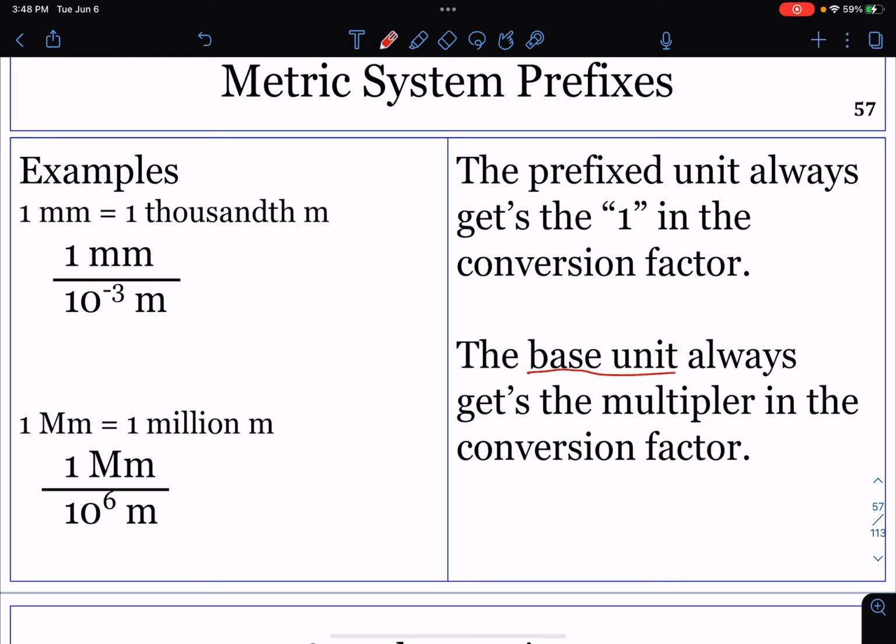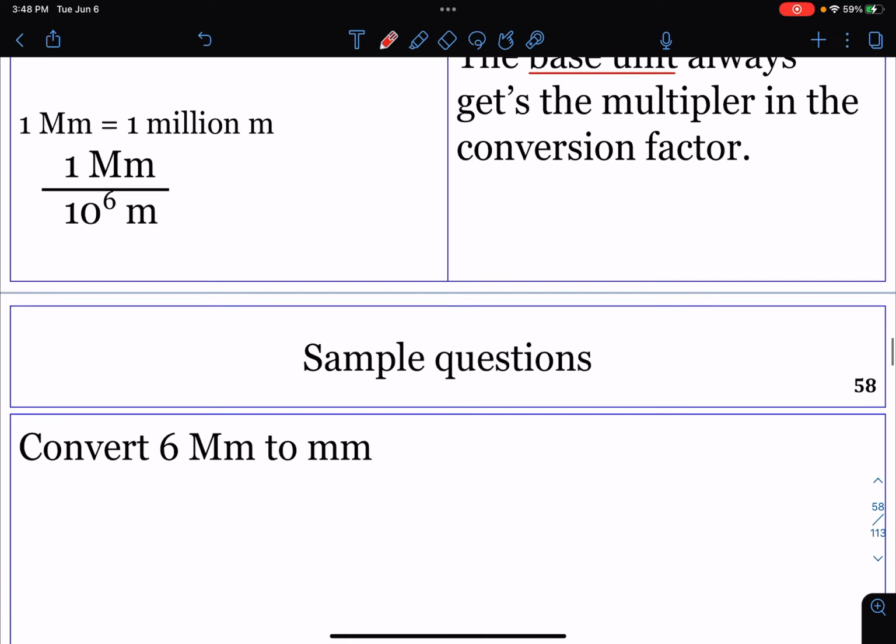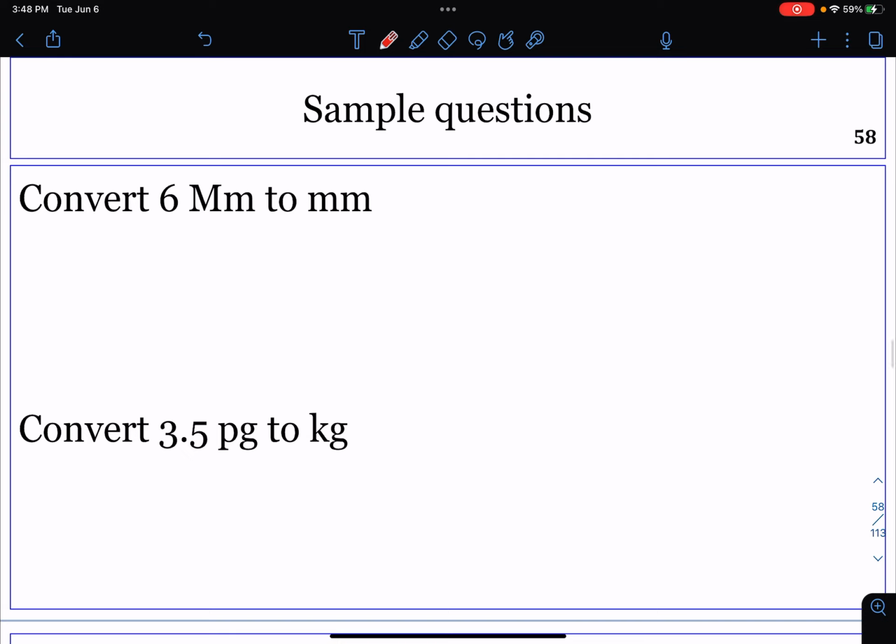The base unit is not just the bottom unit, that is either the meter, the liter, or the gram, the one that you have only one of. So using that technique I just showed you, pause the video to see if you can correctly convert these units by using the conversion factors. Do not just bump the decimal point over a bunch of digits.